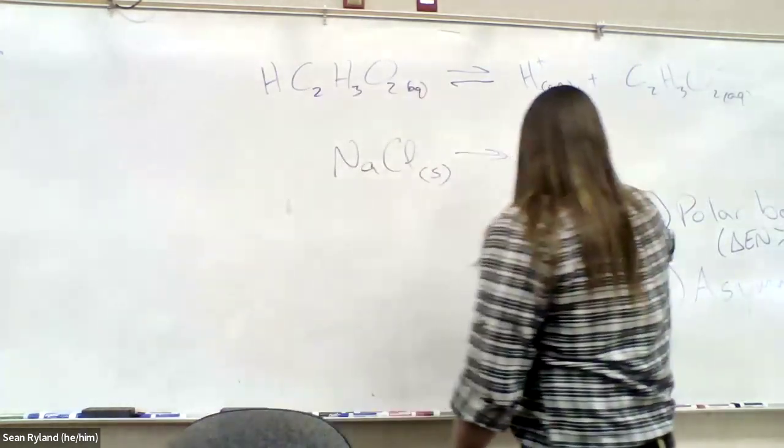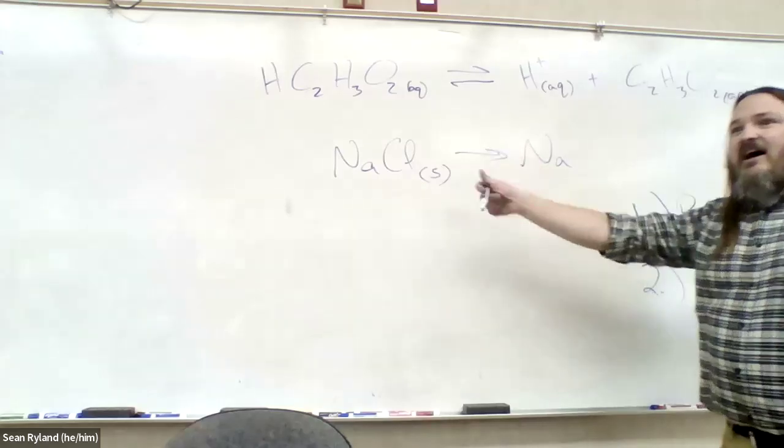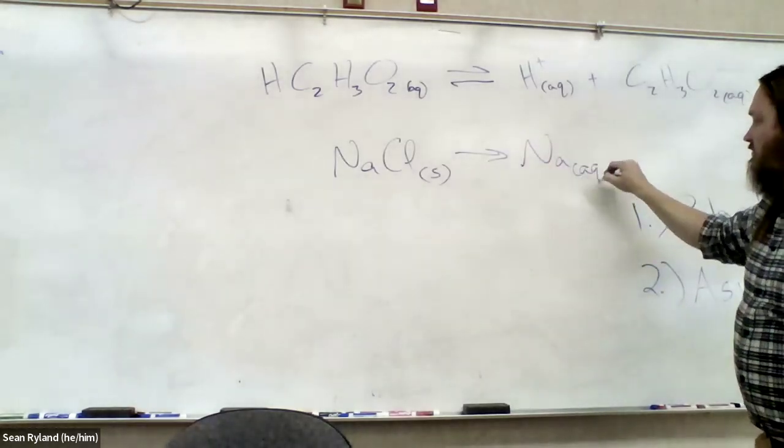When it dissolves in water, we use just a single arrow to say that it's not at equilibrium. It goes all the way to the products.